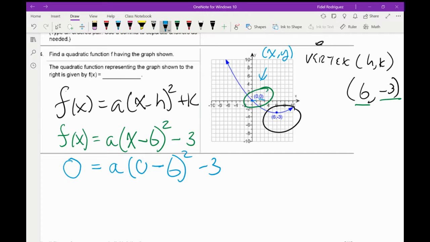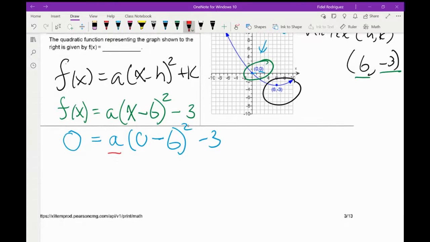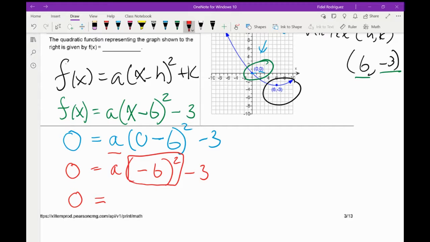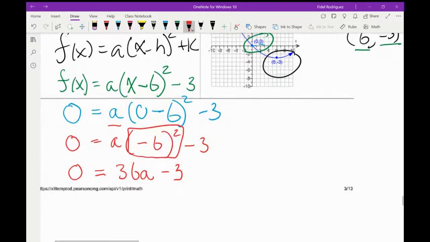So now that we have that, the third thing I need to do is see what letter I do not know here. And at this point, the letter that I don't know is the letter A. So I'm going to see if I can find the value of A. Okay, so I'm going to write this out. 0 equals A. Let's see. 0 minus 6 is a negative 6 squared minus 3. 0 equals, let's see, negative 6, guys. When I square it, is going to give me a positive 36 with an A minus 3.